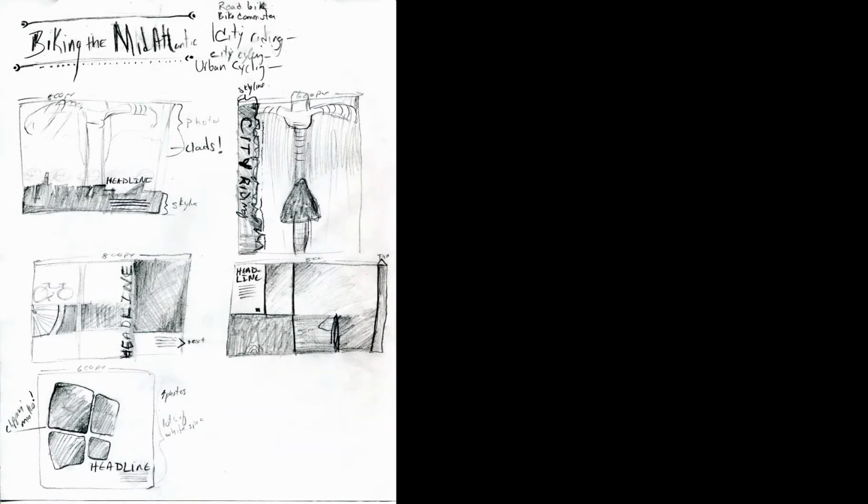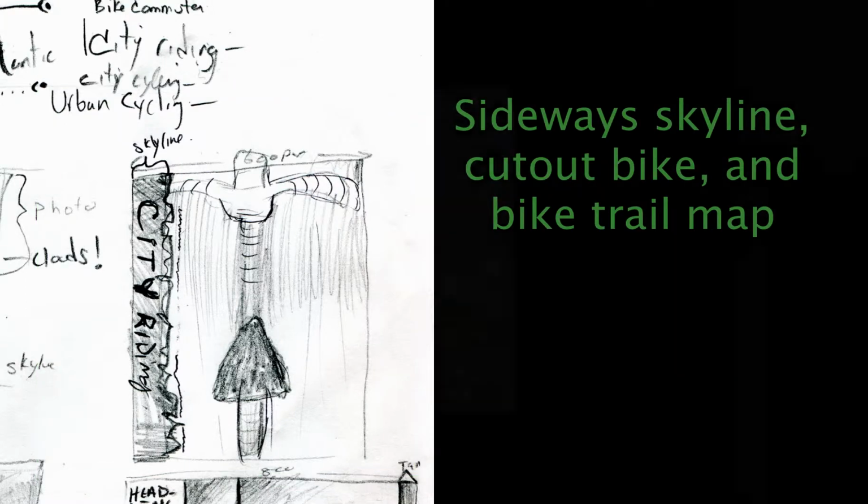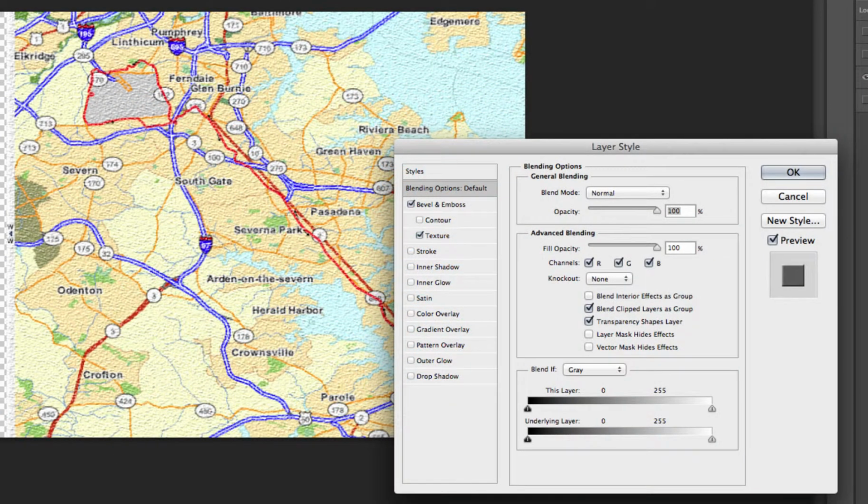Okay, I've decided what I'm going to use for my sample, for my sketches, for my draft. I'm going to use this one with the skyline, the cutout bicycle, and also a bike trail map. The bike trail map was scanned, and it actually looks pretty bad, so I'm going to edit it by itself. All right, so I'm opening it in Photoshop.